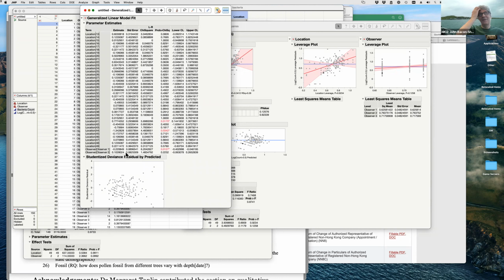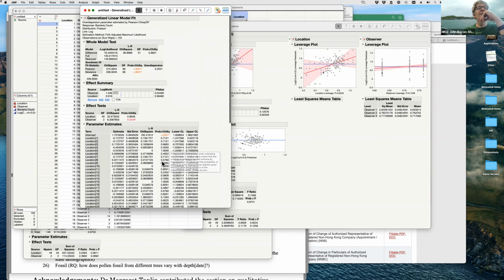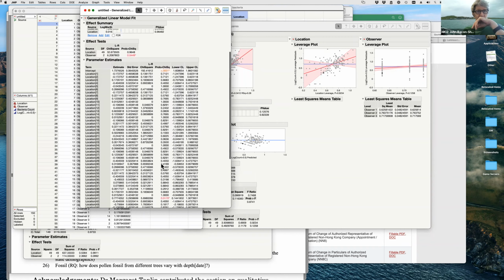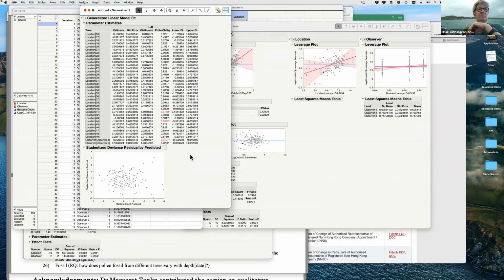Remember, we have 3 observers, so it's relative to the third observer. This says observer 1 is smaller. Observer 2 is similar to observer 3. So observer 2 is maybe slightly bigger than observer 3 on average, but the confidence interval includes 0, whereas observer 1 is different. So we have some evidence that observer 1 tends to give higher counts than observer 3 or indeed observer 2, okay?